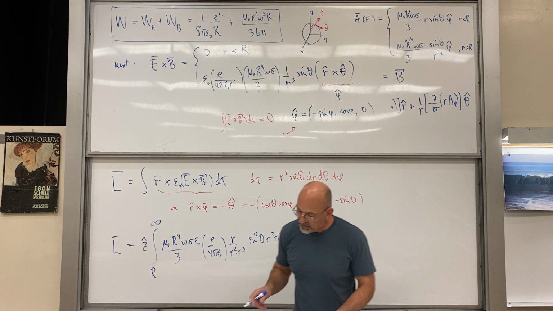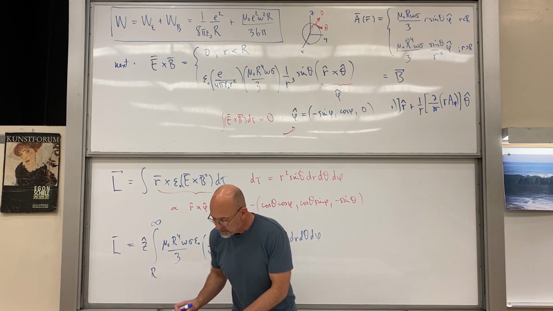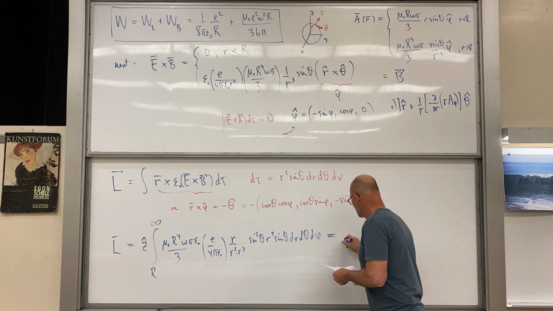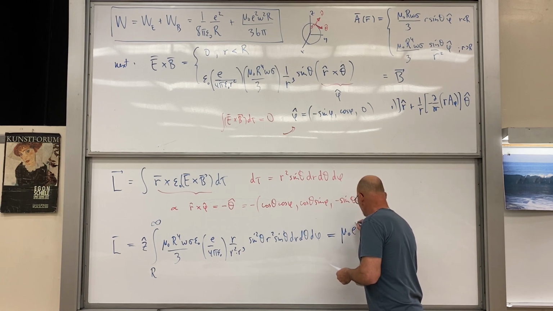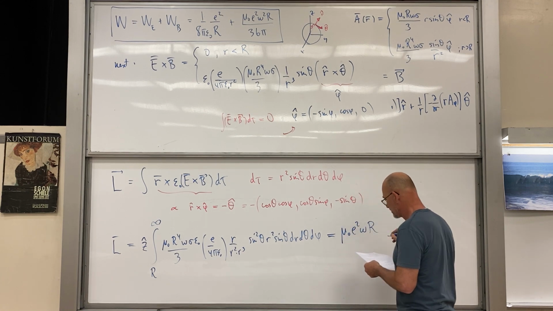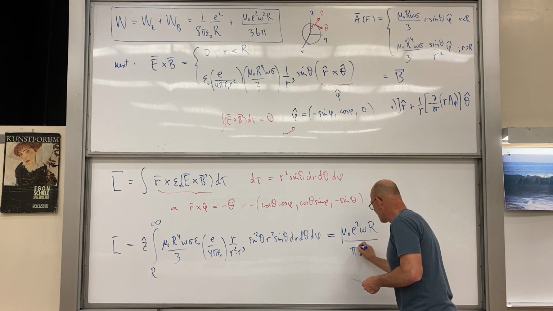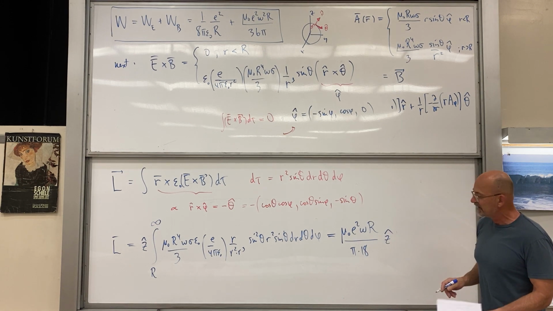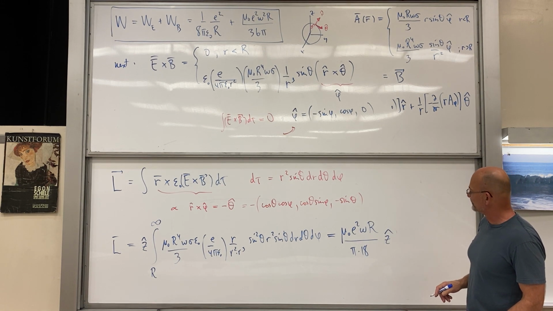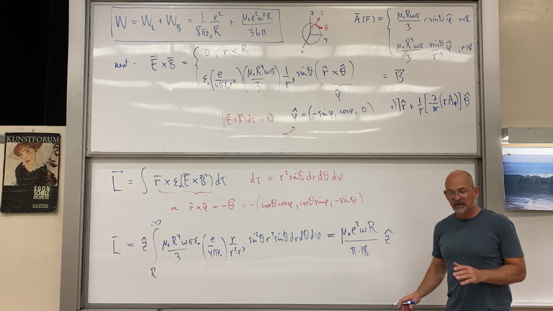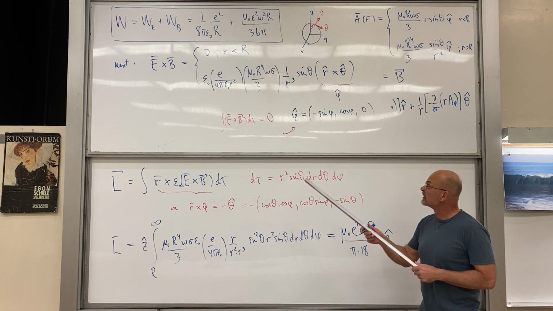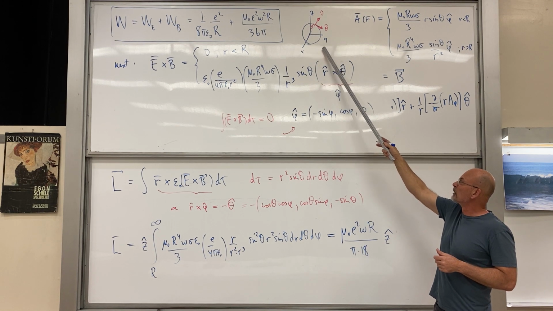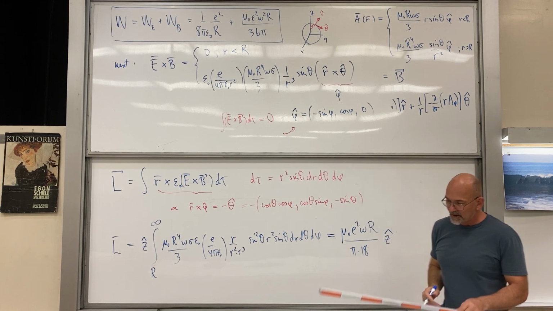And we get, when the dust settles, mu naught e squared omega R over pi times 18, z hat. So that is our angular momentum in the field in all of space due to that rotating spherical shell of radius capital R. Okay, so we have everything.